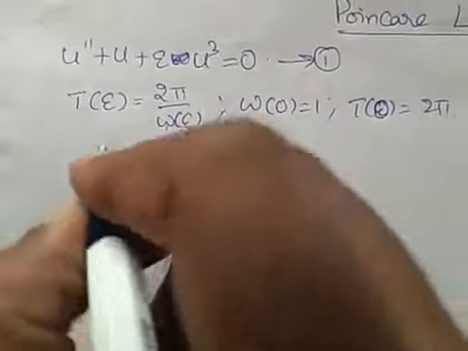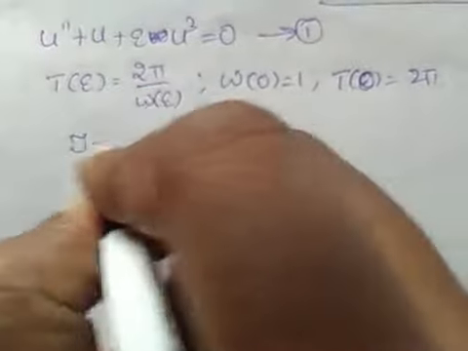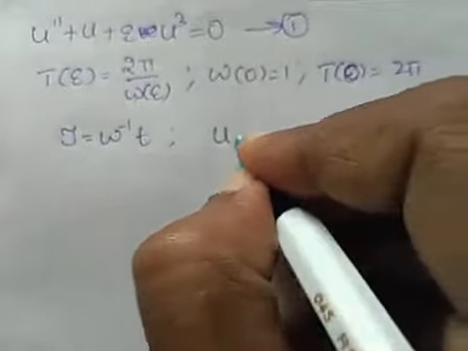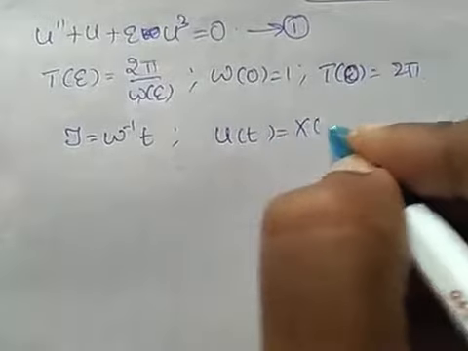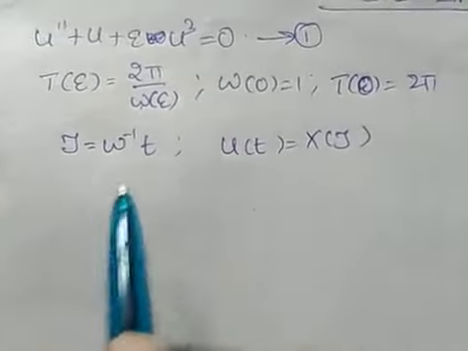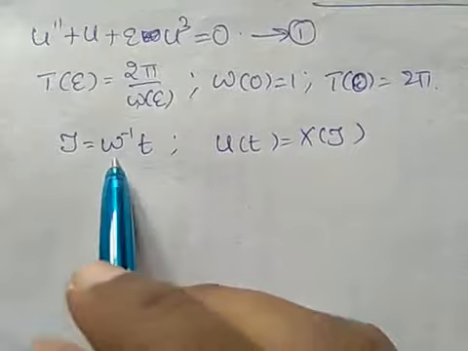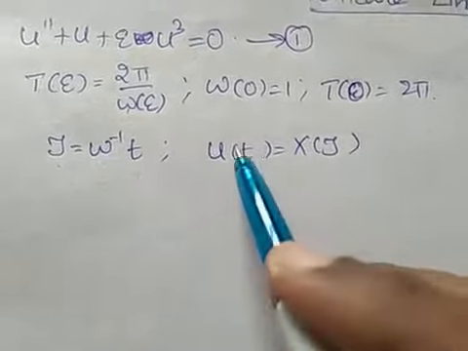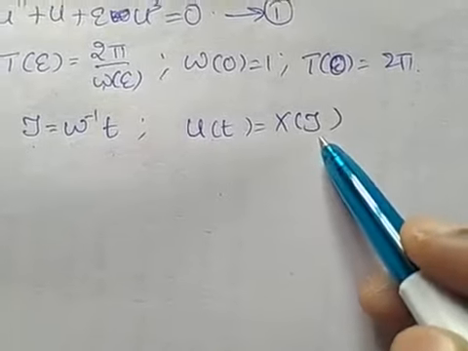So now I am going to substitute tau equal to omega inverse t, and u of t equal to x of tau. In the previous case we substituted tau equal to omega t, but now tau is equal to omega inverse t and u of t is equal to x of tau.